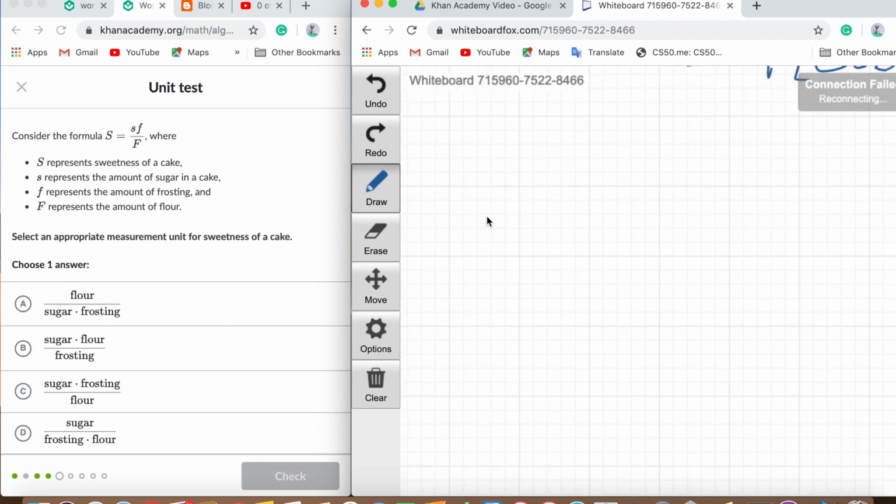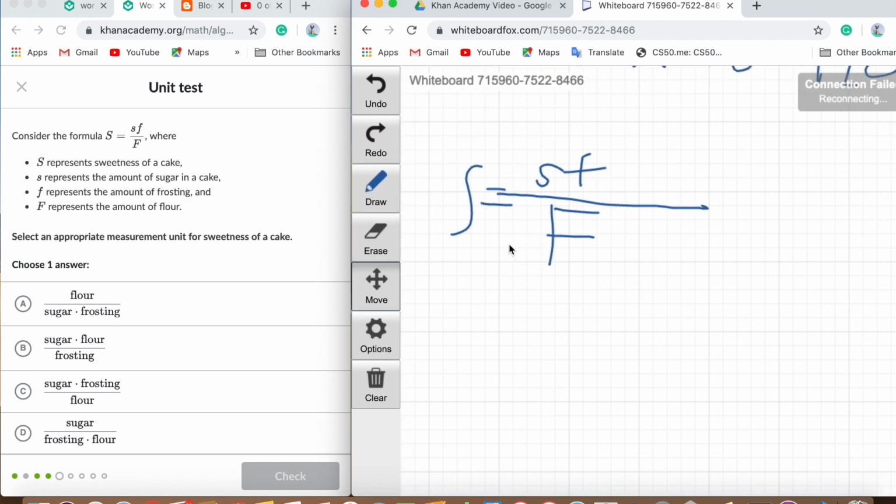Okay. So, consider the formula S equal to SF over F, where S represents sweetness of a cake. Wait, I need to write this a little bit different. Let me erase that so I can write really large. So this is a capital S represents sweetness of a cake. This represents amount. I'm gonna write number. Amount of sugar.